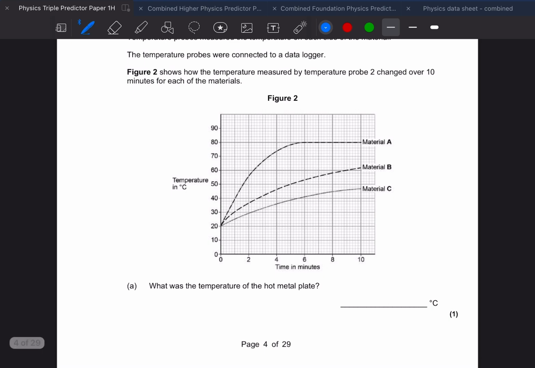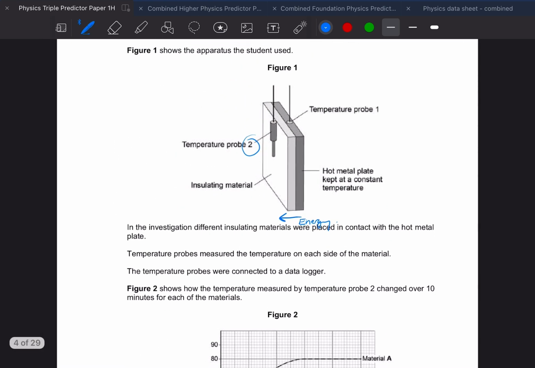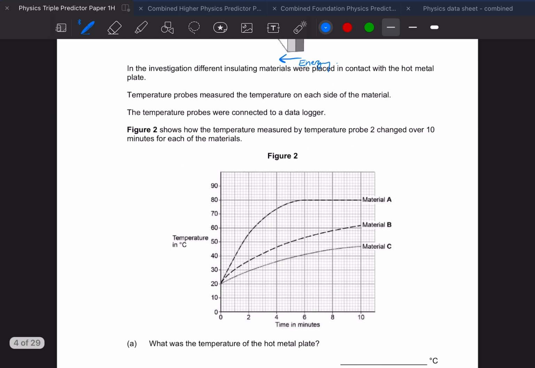What was the temperature of the hot metal plate? So the hot metal plate, let's say, was on this side, and the energy is going to be transferred through. So if we had no insulation on there whatsoever, then temperature probe 2 would tell us the exact temperature of the metal plate. So we have to imagine we've got no insulation on there, or one of them is a very poor insulator. And then we can see that our highest temperature was here for material A.